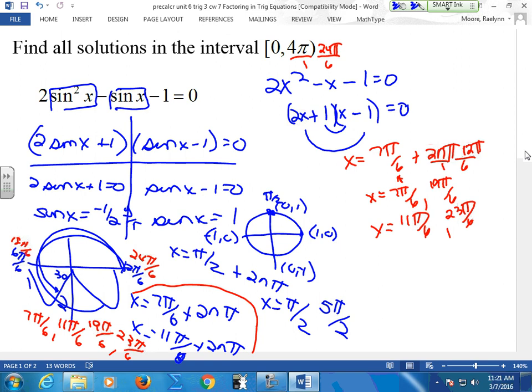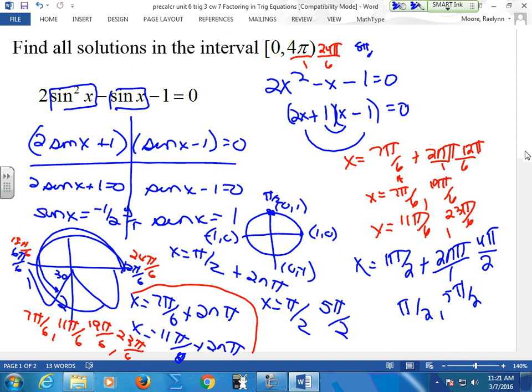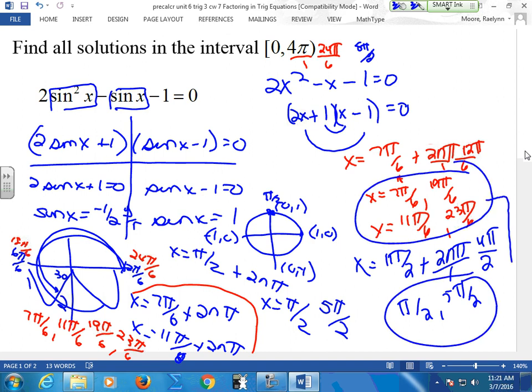If I add, what does my denominator have to be? 2. So what is 2 times 2? 4. So I'm adding 4 to this 1. Aren't I going to get 5 pi over 2? And then I'm going to have to stop, because if I convert this to 2's, this would be 8 pi over 2. And I got to stop. So you have these 4 and these 2 as your solution.